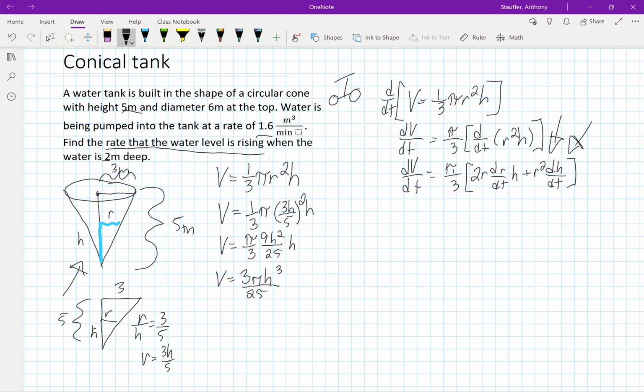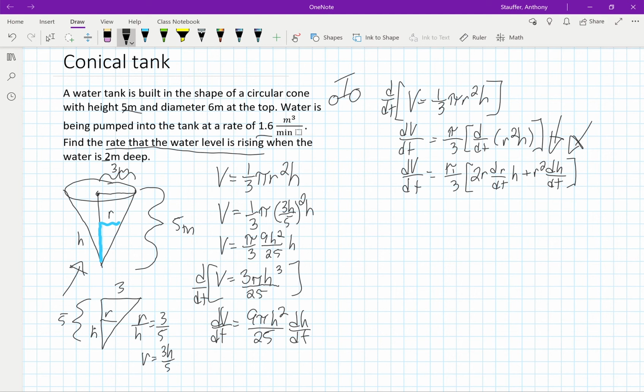Now, the next step is to take the derivative of this. Again we have to remember that the 3 pi over 25 is just a coefficient, so I'm just using the power rule on h. This gives dV/dt equals 9 pi h squared, because the derivative of h cubed is 3h squared, and this will all be over 25. And by the chain rule, we need to remember to multiply that by dh/dt.